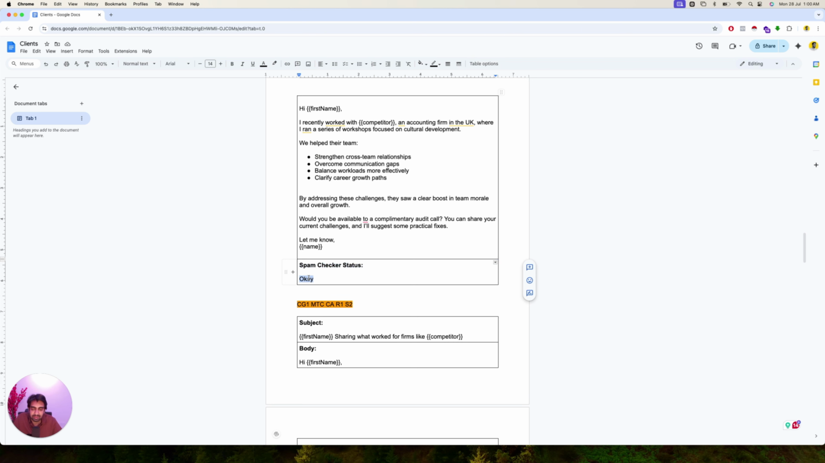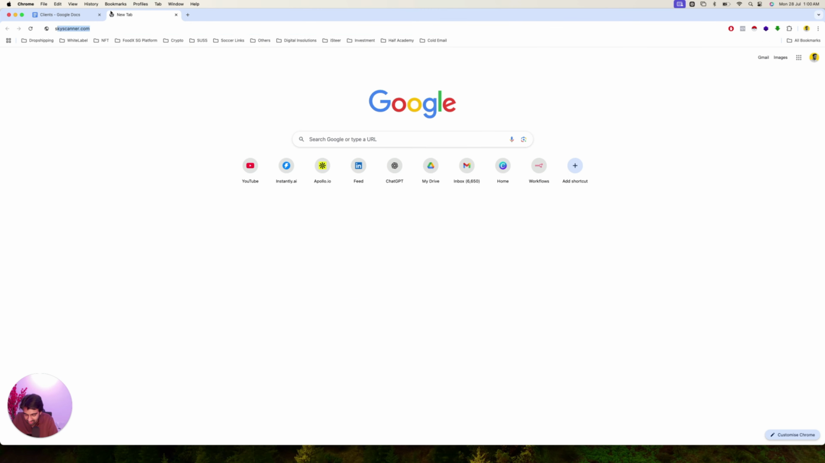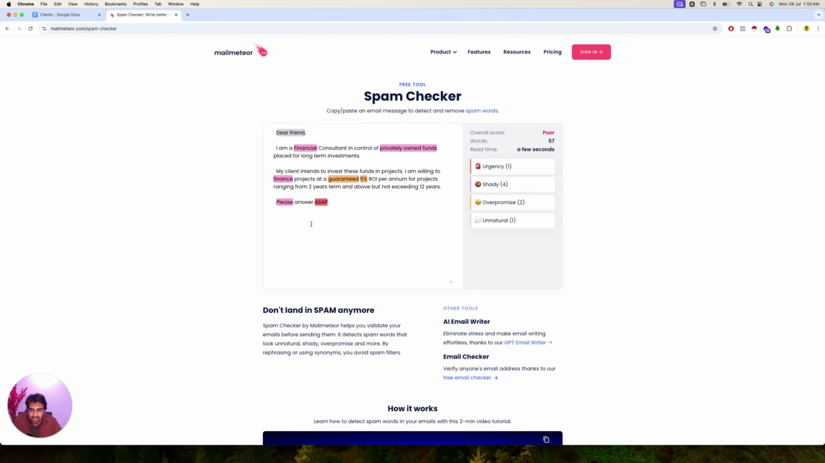Also, just to give you all a note, when you see this spam checker status, it means that after crafting my emails, I always run a spam checker to make sure that I do not have a lot of spam words. Most of my emails get a grade of great, but some I'm okay with being just okay. If you need it, the website is spam checker. This is the website. Just paste your email in and continue tweaking it accordingly.